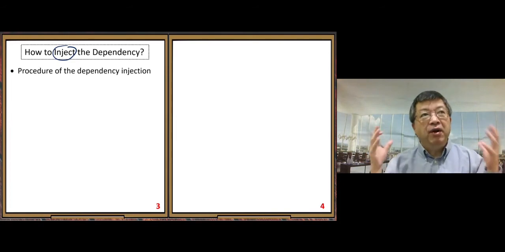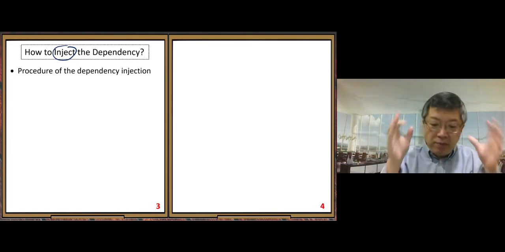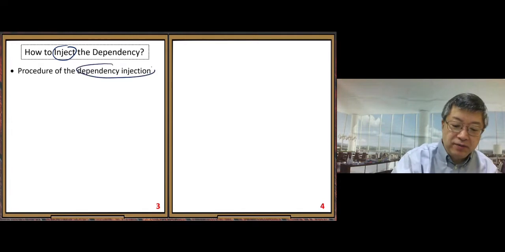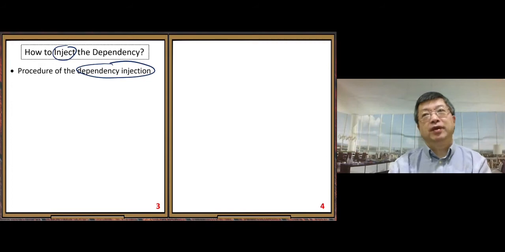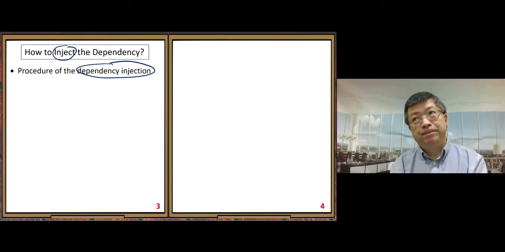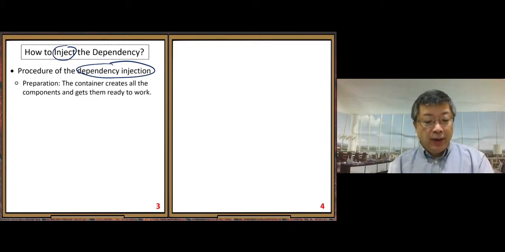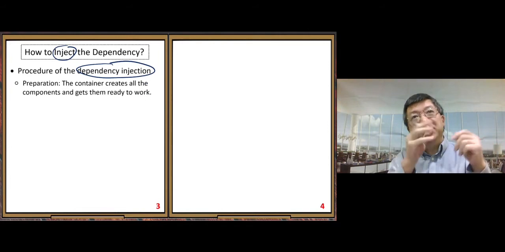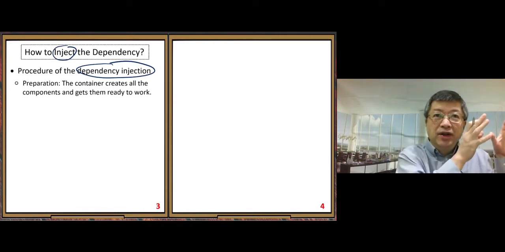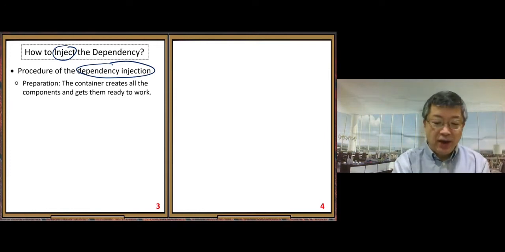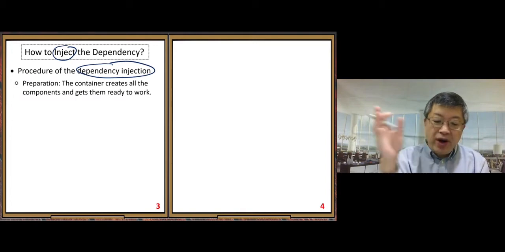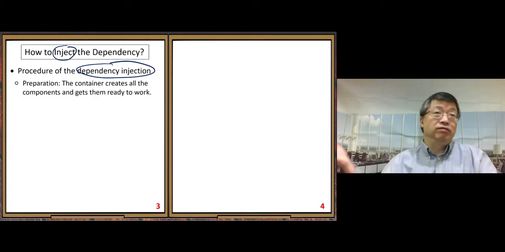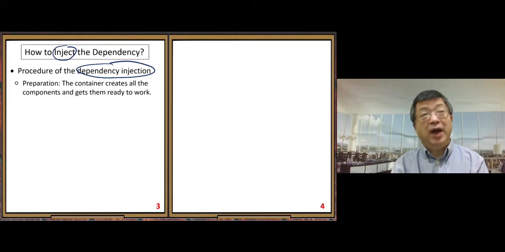So this whole thing, the whole action, we call it dependency injection. Now here, let me describe the procedure. Very simple. All right, first you need to do preparation at some places. The container creates all the components and gets them ready to work. So this part is simple. We know that.